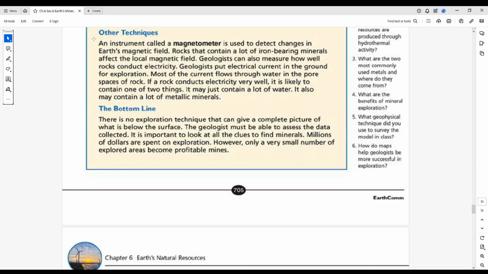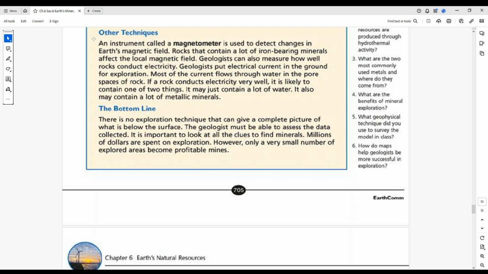Other techniques. An instrument called a magnetometer is used to detect changes in Earth's magnetic field. Rocks that contain a lot of iron-bearing minerals affect the local magnetic field. Geologists can also measure how well rocks conduct electricity.